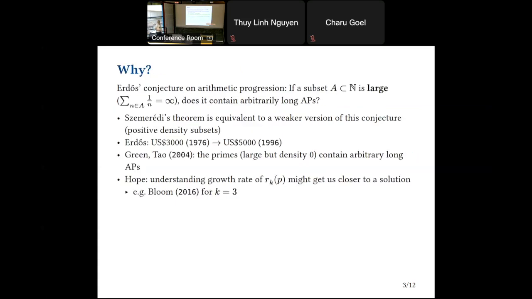Okay, so this is coming from a very simple looking conjecture, which turns out to be very hard. If you take a subset of the natural numbers, you say that it's large if the sum of the reciprocals, the series, is diverging. And if you have such a large subset, the conjecture is that every such subset contains arbitrarily long arithmetic progressions. So for any k, you can find arithmetic progressions in that subset. And Szemerédi's theorem is a weaker version of this.